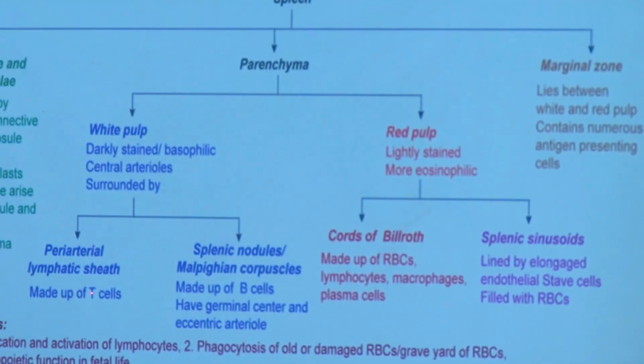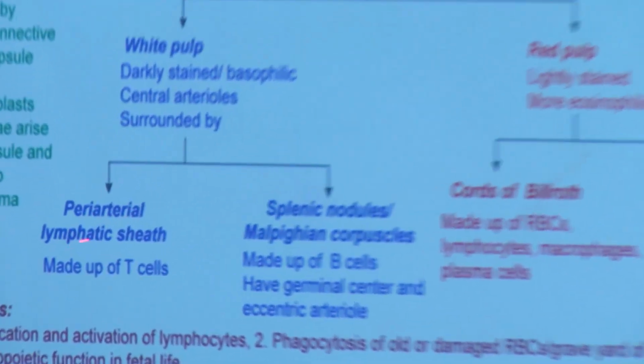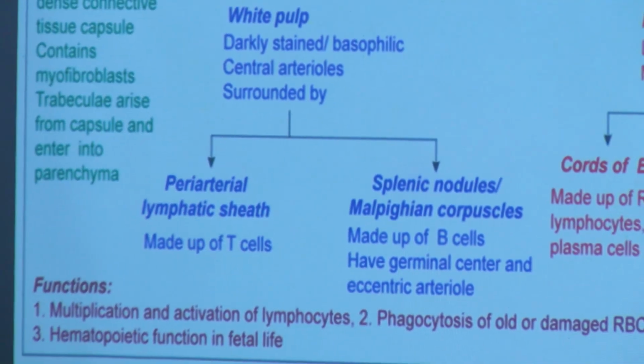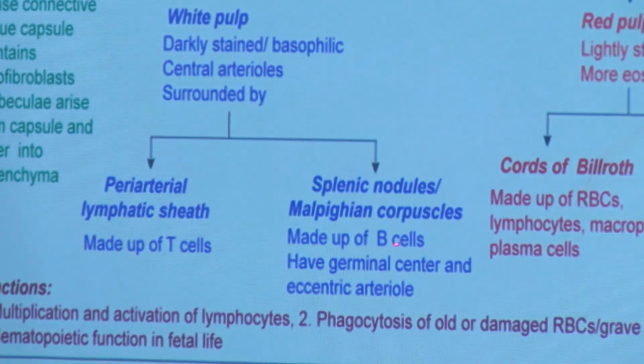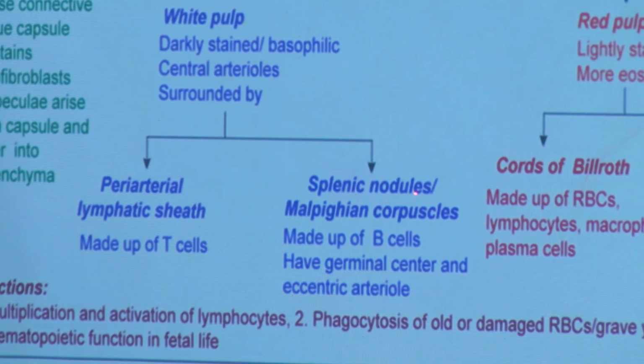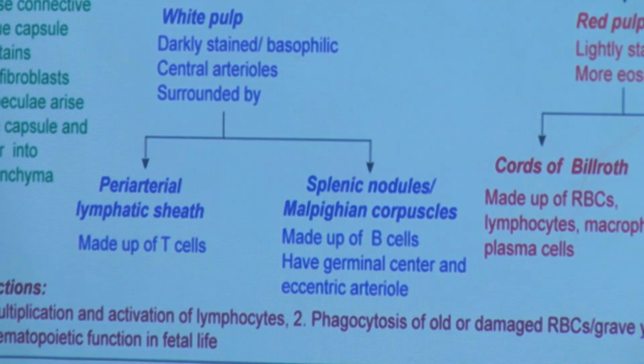Now if you go into more detail inside the white pulp, you will see that two things are present. One is the periarterial lymphatic sheath, which is made up of T cells, and the other is splenic nodules or Malpighian corpuscles, which are made up of B cells. The central arteriole surrounded by T lymphocytes is called the periarterial lymphatic sheath. If it is surrounded by B lymphocytes, it is called splenic nodules or Malpighian corpuscles.